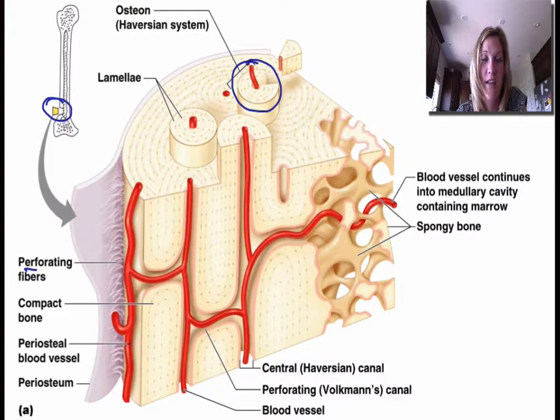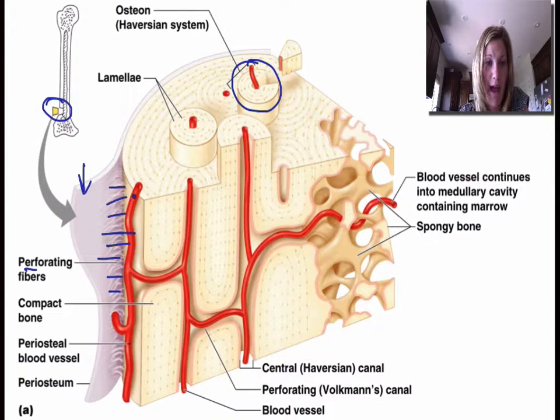An osteon is a circular matrix, so this would make up another osteon and another one, or a Haversian system. Then we have the perforating fibers. We should already know what those are. Those are those sharp piece fibers that are connecting the periosteum, which is this outer layer, to the actual compact bone tissue. Then we're going to have some blood vessels in here.